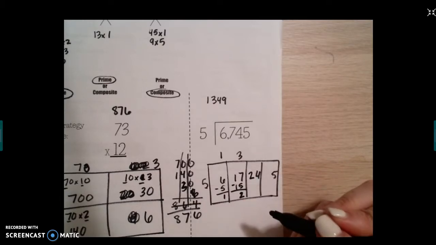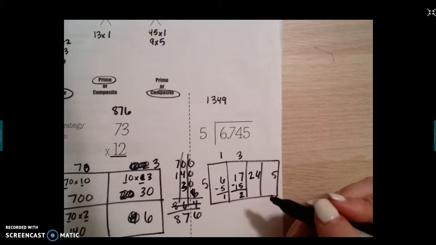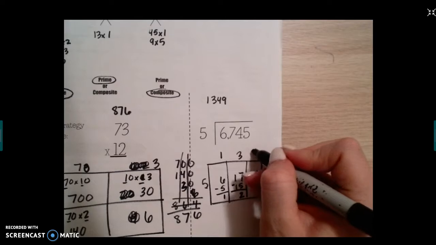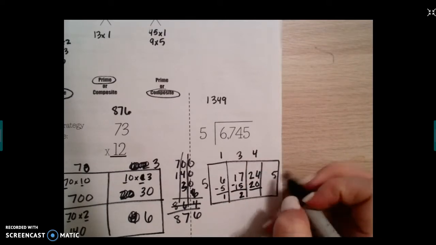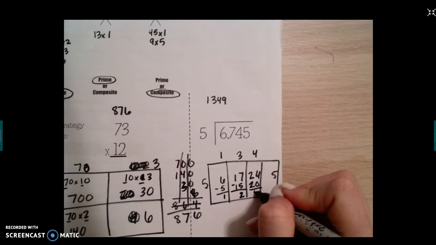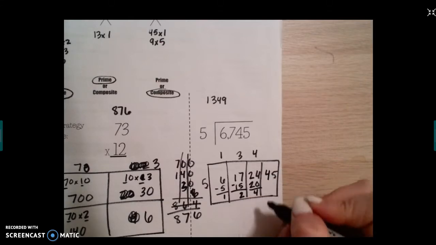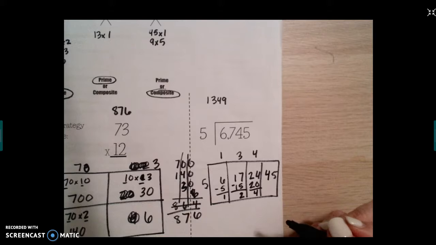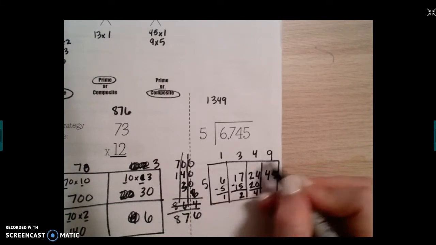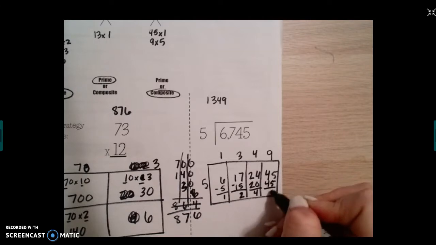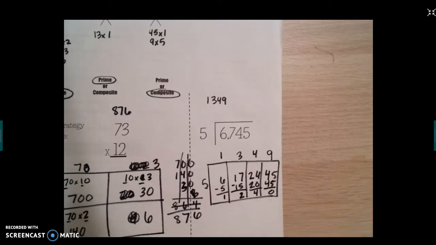Bring the 2 over. 5 goes into 24 4 times. 5 times 4 is 20. 24 minus 20 is 4. Bring the 4 over. 5 goes into 45 9 times. 5 times 9 is 45, and it comes out even. There's no remainder.